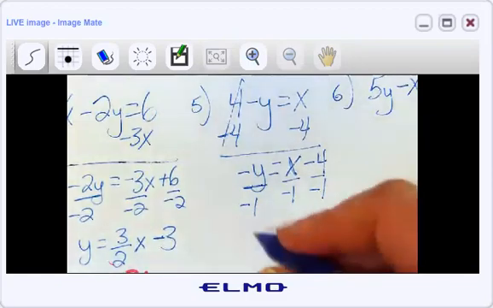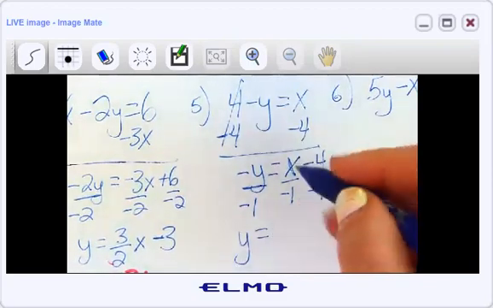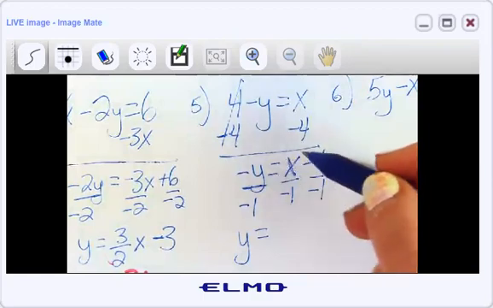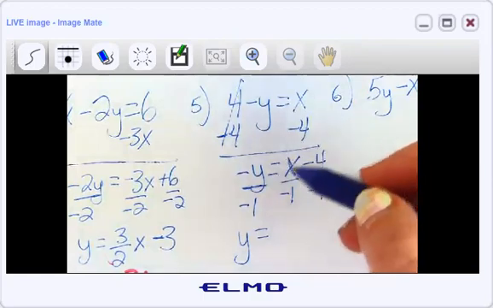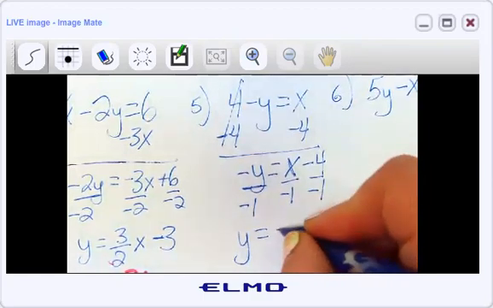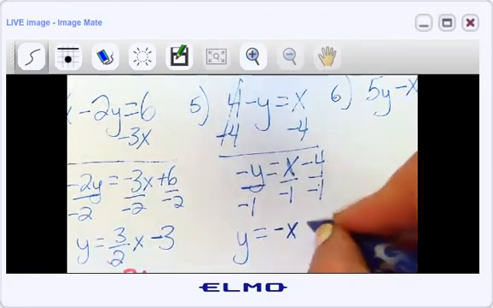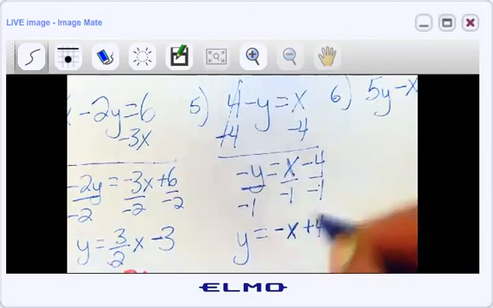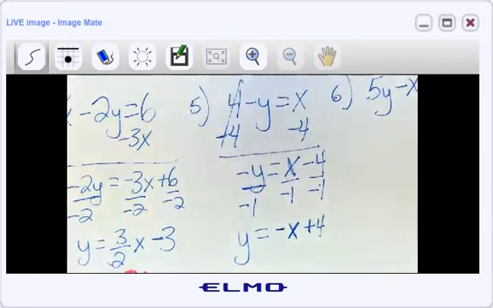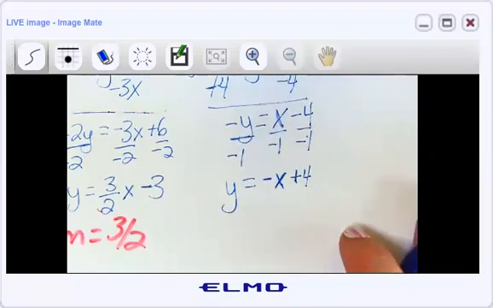So let's see what we got. Now I have a positive y. Now remember, there's that invisible 1 right there. So 1 divided by -1, I just get -1x. But I don't have to write the 1. -4 over -1 is now +4. Great. So I did all that, and now all I have to do is tell what the slope is.